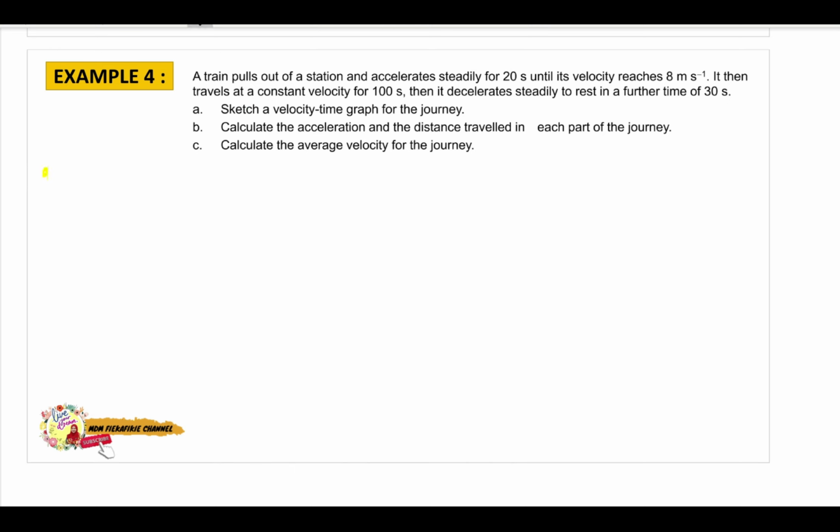So for question A, we're going to have a VT graph. V is in meter per second, and T is in second. So the time starts from 0, and it has already been told. Within 20 seconds, they start from 0, right? And then they accelerate steadily until they reach 8 meter per second. So here it should be 8, within 20 seconds.